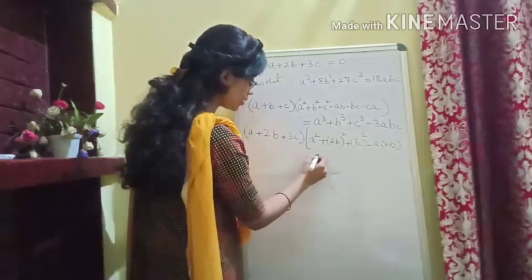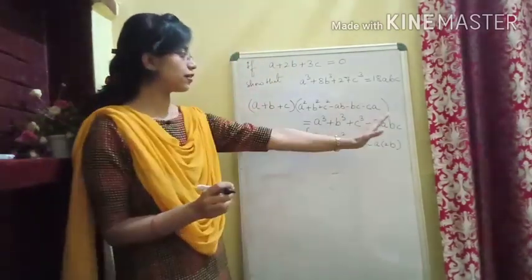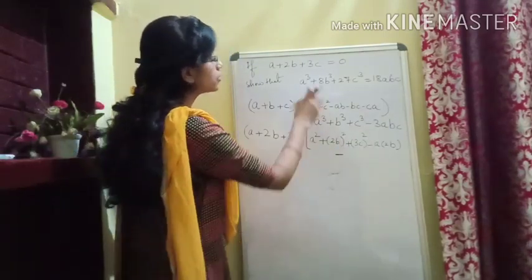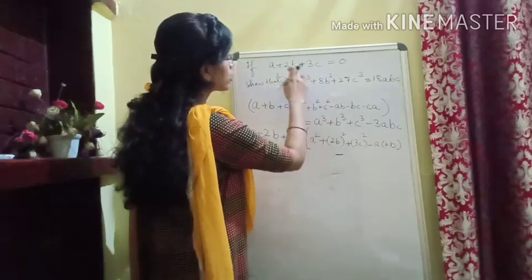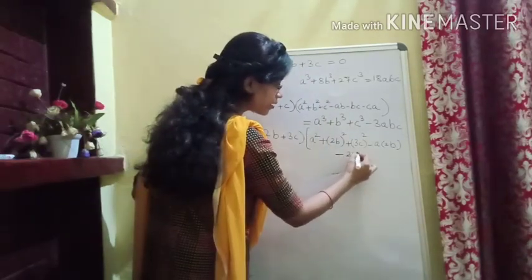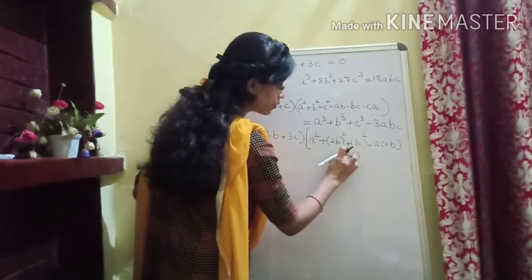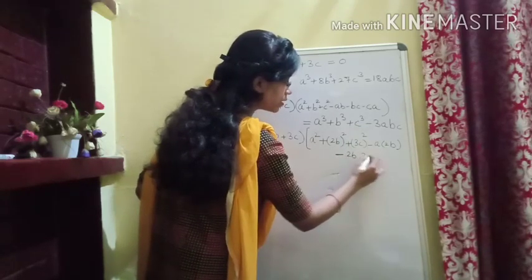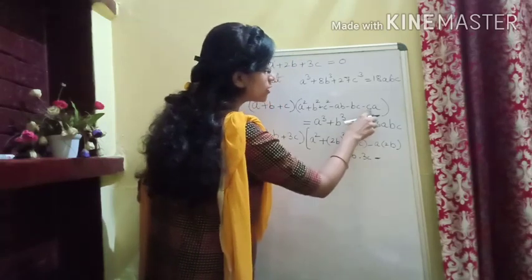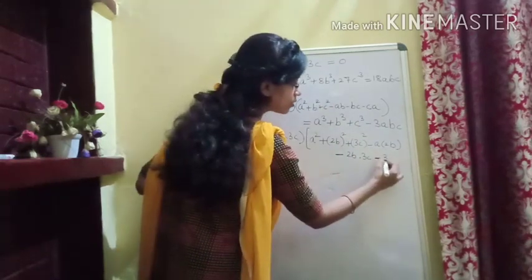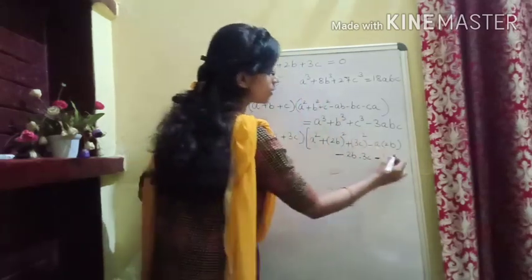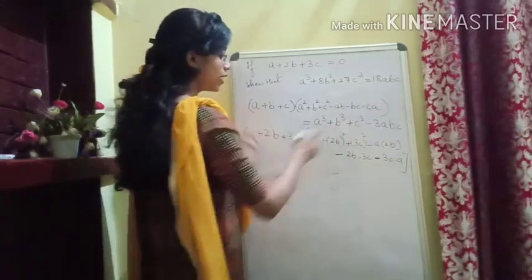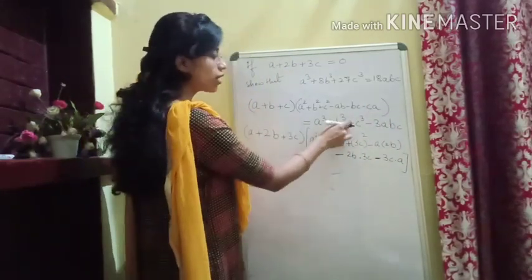So I'm gonna write it here. See, this is a very long term, so that's why I'm writing it here only. Minus B into C. What is our B? That is 2B. And what is our C? 2B into 3C. This is B into C, minus C into A. C is simply 3C into A is A. So this is our left hand side. That means this term.